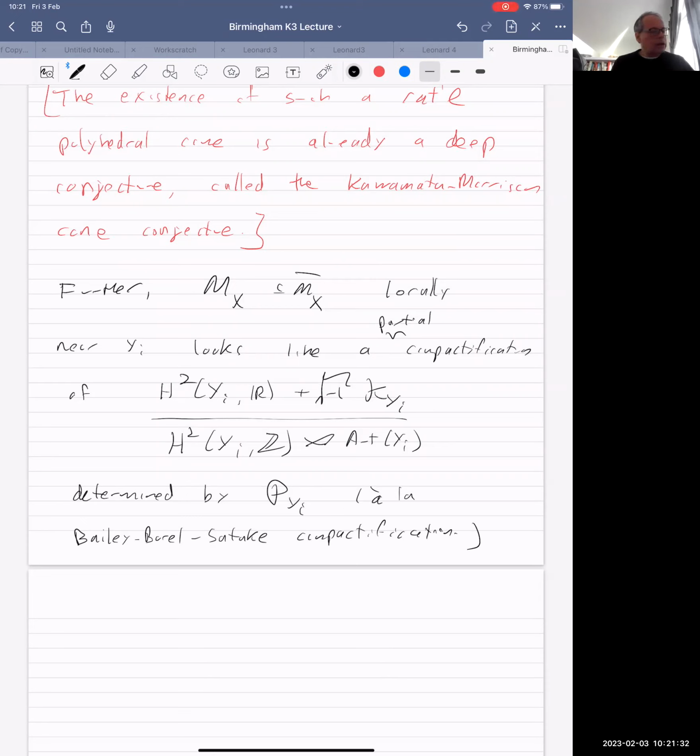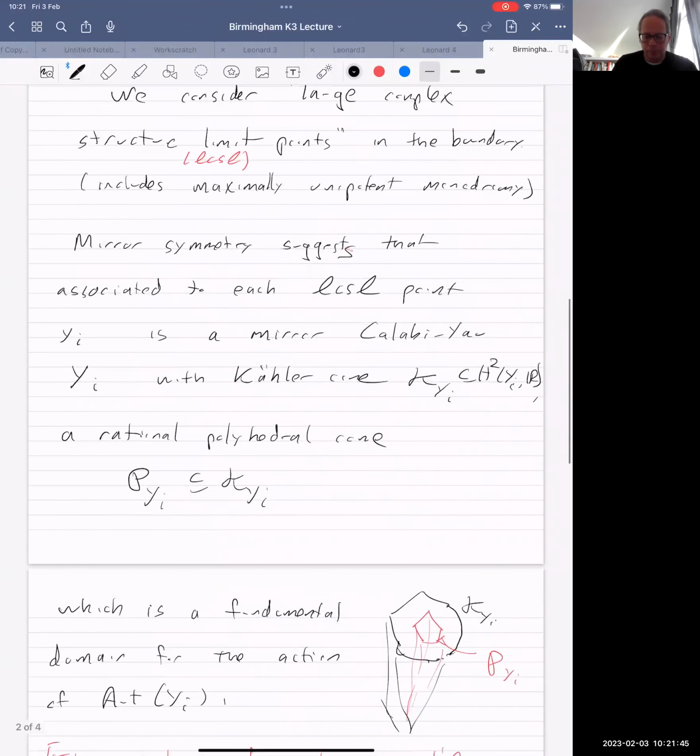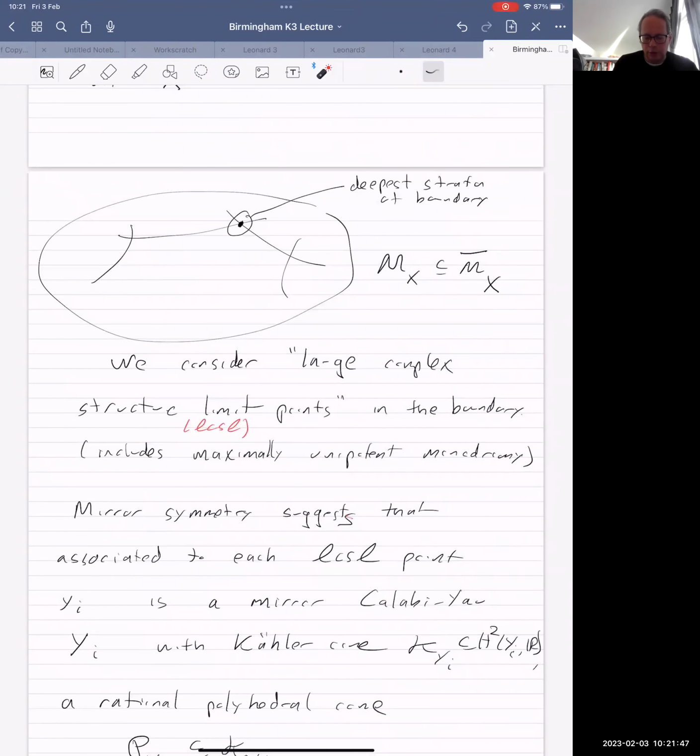Okay. So this is sort of the general philosophy. The idea is that somehow the structure of the Kähler cone of the mirror tells you something about a good local compactification on the original moduli space, that this compactification data is controlled by data on the Kähler side of the mirror.